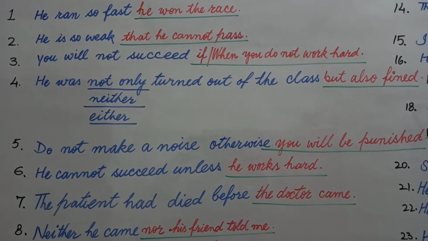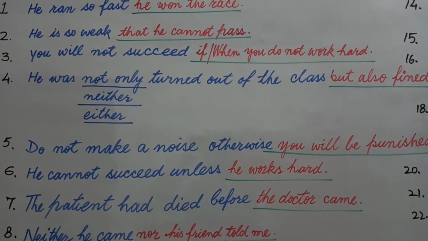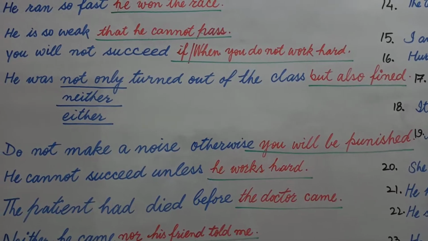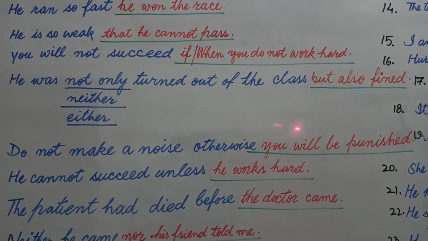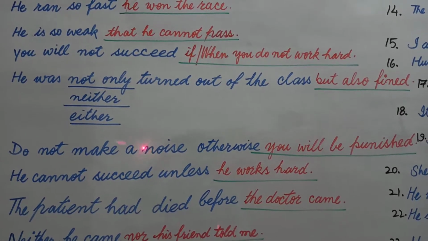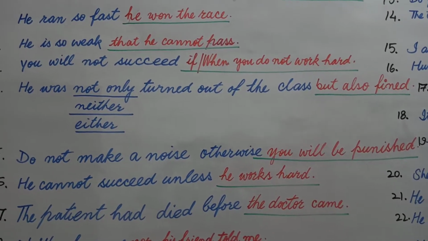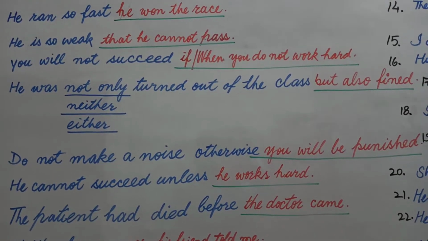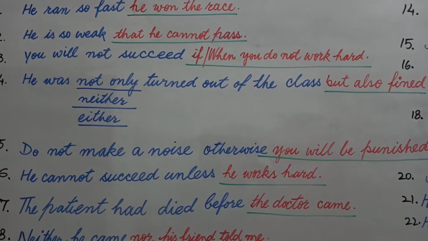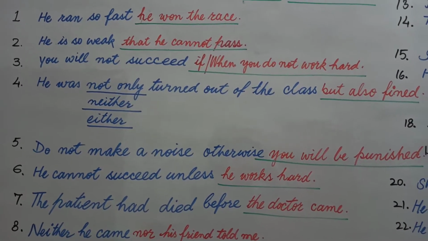Now let's come to question number 5. Do not make a noise, otherwise. After otherwise you use a threat. Otherwise you give some precaution, you give some warning. That is generally written in future, that is to happen. Do not make a noise, and you will use, in case of imperative, future indefinite. You will be punished. And you just come to know what is the translation in active voice and what is the translation in passive voice. Any one of these two, according to your requirement, you will fill this blank.